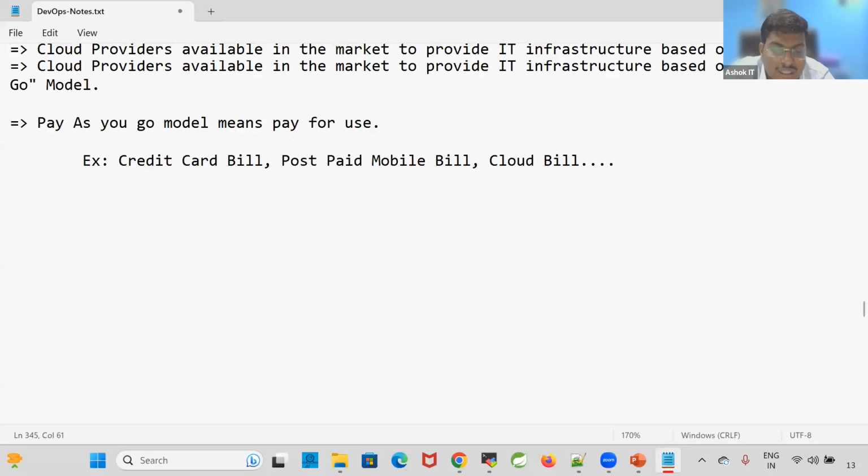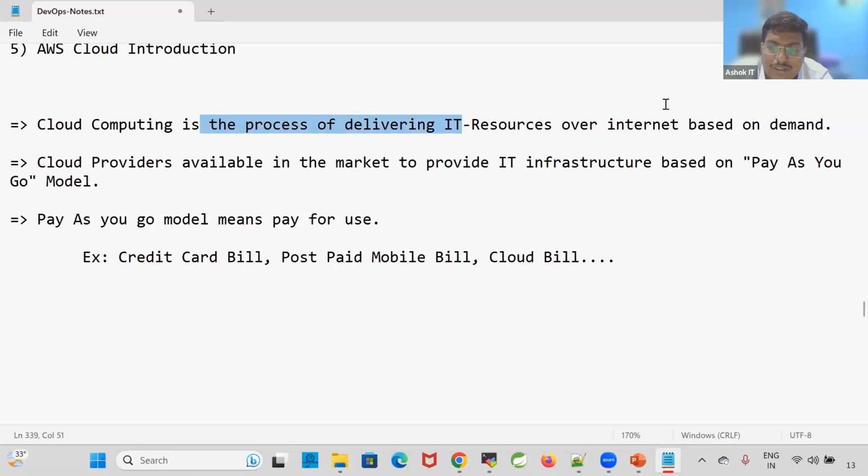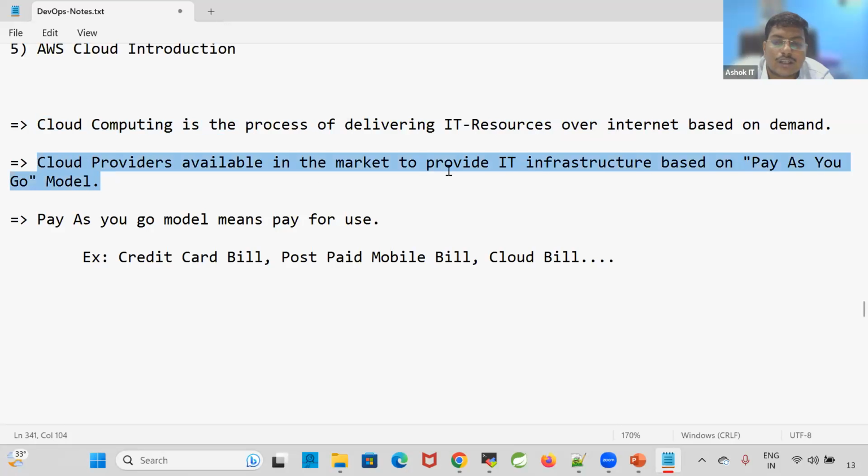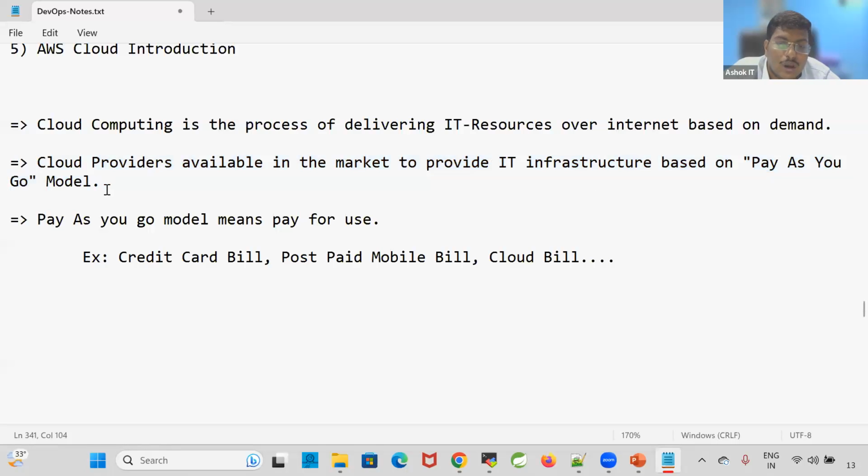Okay. So what is cloud computing? The process of delivering IT resources over the internet based on demand is called cloud computing. So cloud providers are available in the market to provide infrastructure based on the pay-as-you-go model. What is the meaning of the pay-as-you-go model? Pay-as-you-go model means pay for use. What are the advantages with the cloud? Below are the cloud advantages.